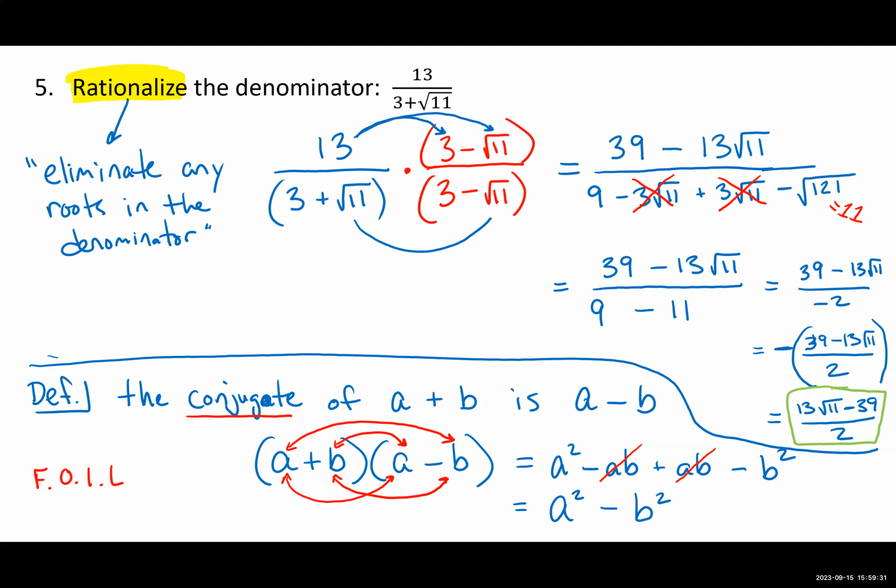So I think this is as simplified as we could get. Nothing cancels, nothing reduces. I mean, we could factor out a 13 on top, but I'm not going to do that for this problem. So yeah, 13 square root of 11 minus 39 divided by 2.